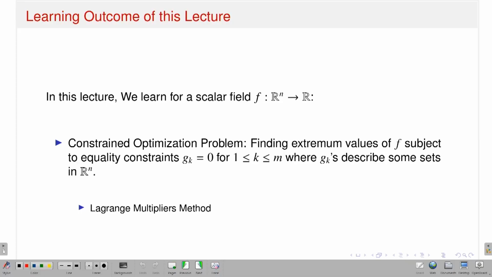So that's what I've said. So in this lecture we learn the scalar field. Of course f is a function from Rn to R. Now you see I have written it is a constraint optimization problem. So that means finding extremum values of f.